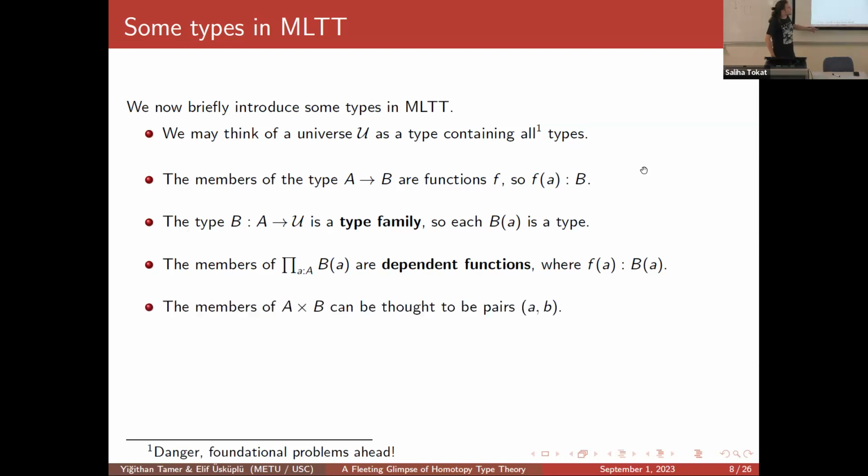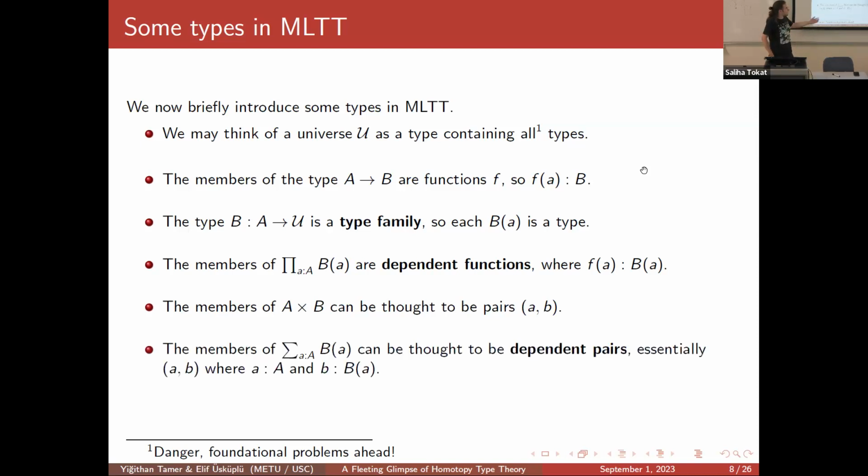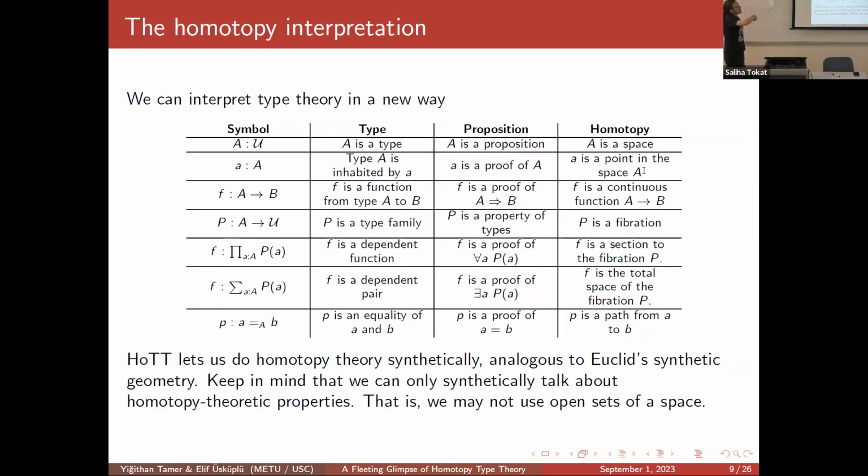And so we have product types, which you can think of as pairs, and we have dependent pairs. These are shown by sigma, and again like dependent functions, the type of this element right here actually depends on A. And so we have this translation between interpretations, right? So all in all, we have introduced symbols and some meaning behind them, but there's another way to look at it.